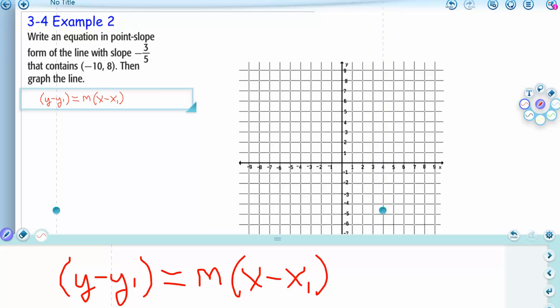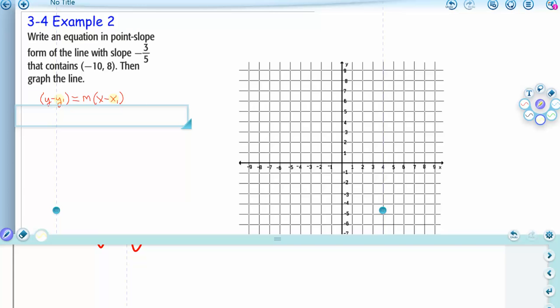Now, the y sub 1 and the x sub 1 are just your x and y from one of the points that's given to you. In this case, we're only given one point. So my y sub 1 is going to be 8, and my x sub 1 is going to be -10. So all I have to do is replace those numbers with the coordinates from my point and replace the slope with -3/5.